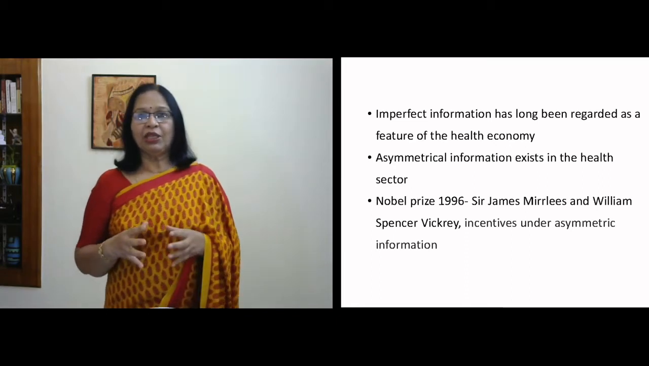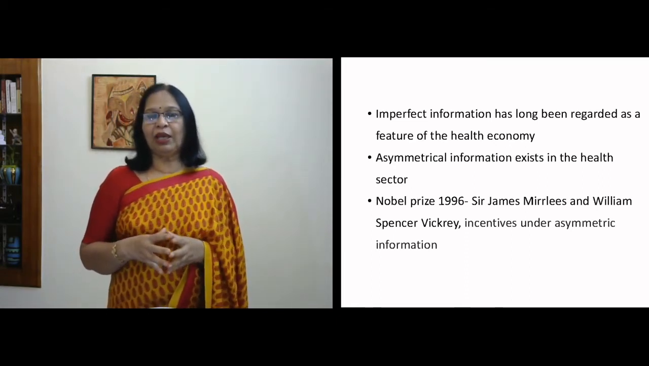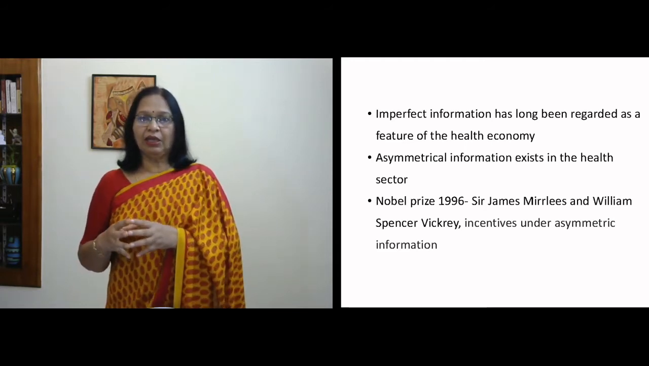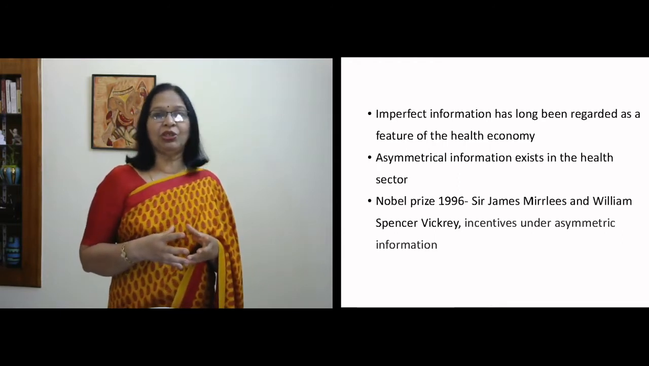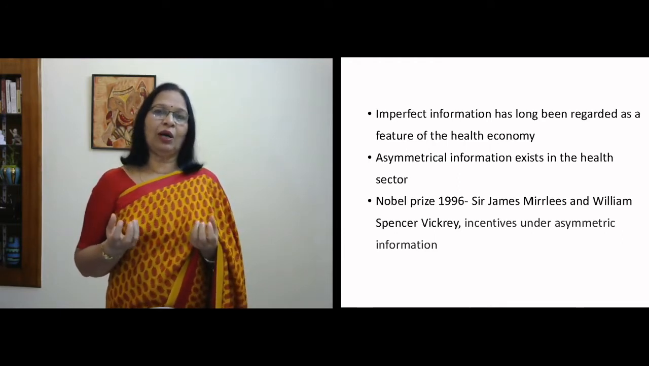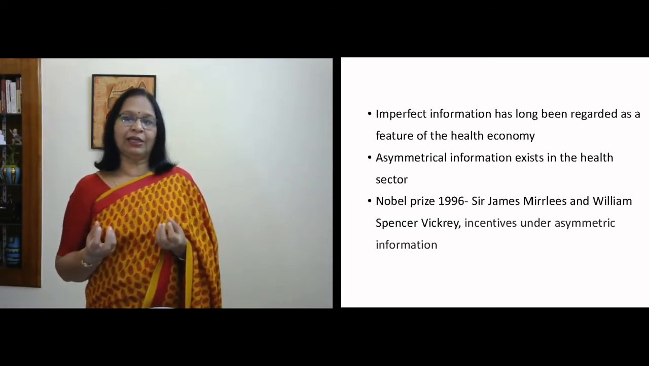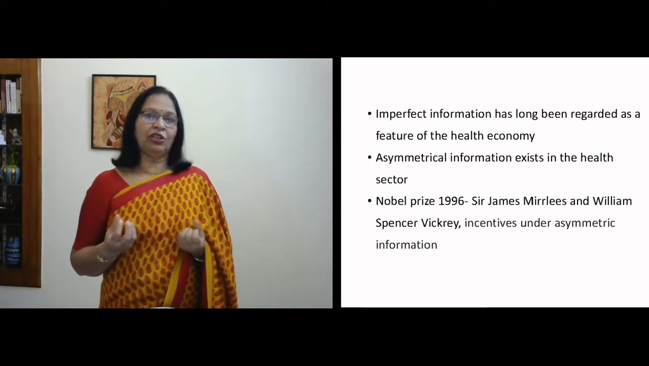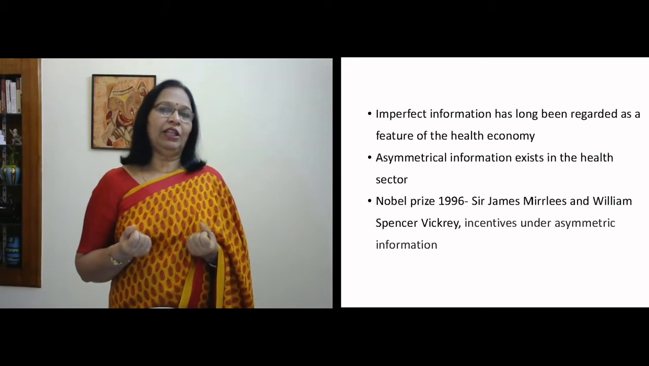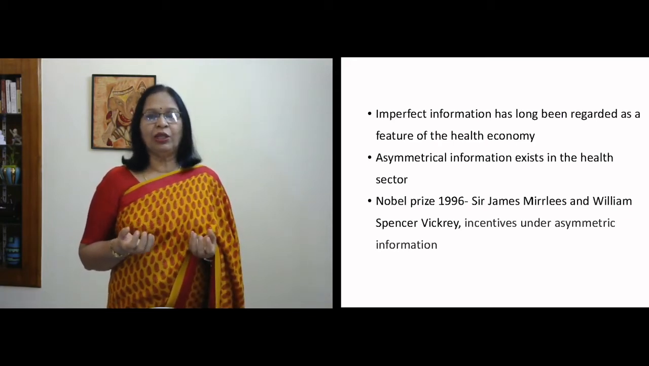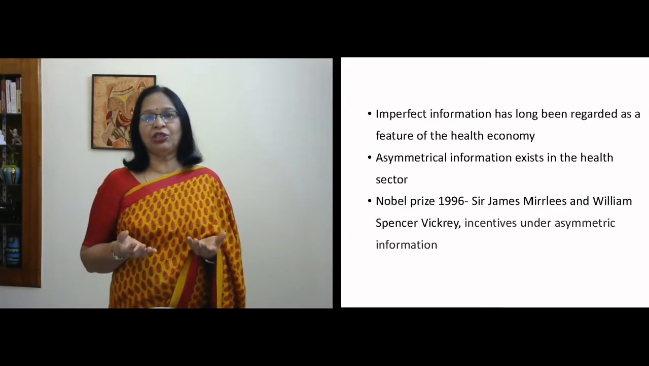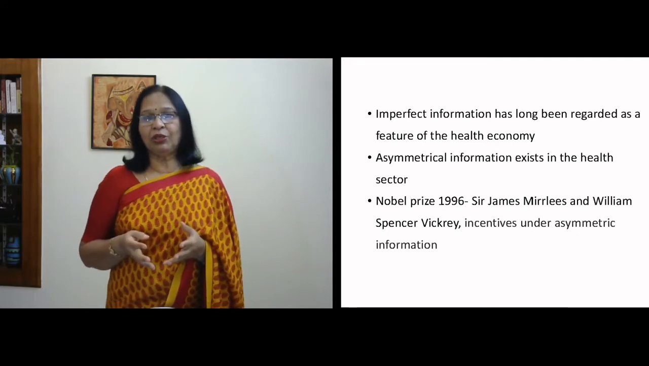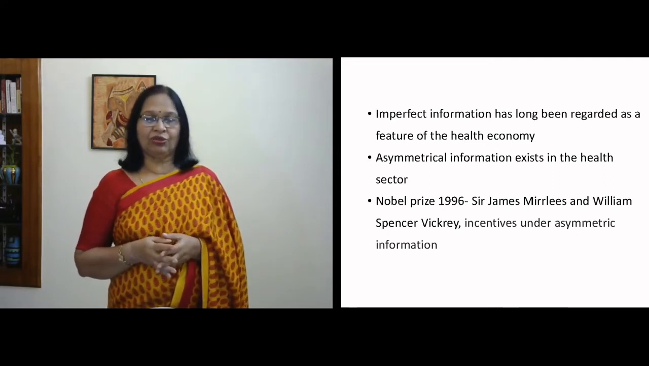This imperfect information has long been regarded as a peculiar character of the health economy, and asymmetrical information exists in this system. Asymmetric information means that there are two agents involved in a particular economic act. Here we have the doctor and the patient, and the information that the doctor has is far greater than the information that the patient has. So there is an imbalance in the sharing of information between the two parties, the doctor and the patient. This asymmetrical information is a part of the medical care industry.